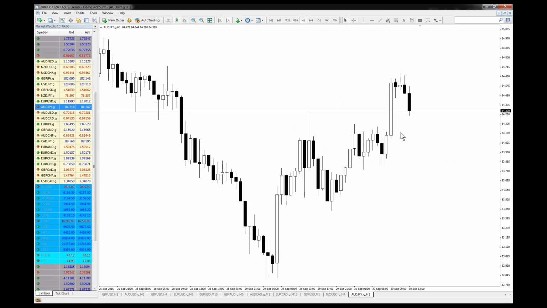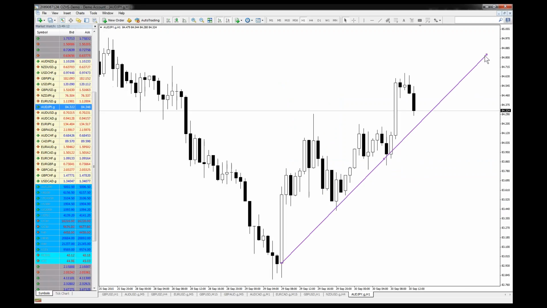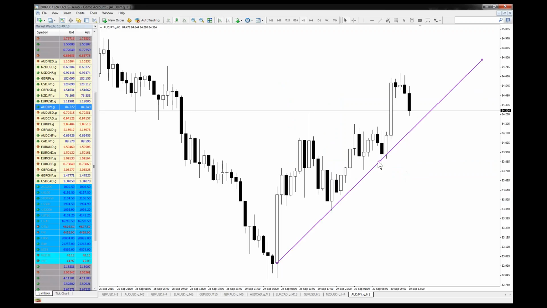And again, we've got that channel. I didn't draw one on the dollar yen. I'll just draw it on this one, Aussie yen. That same channel with all of these yen pairs. So the yen is on a mission of some sort, it appears. And I'll cap this right there.